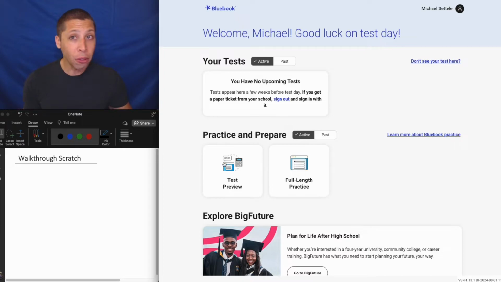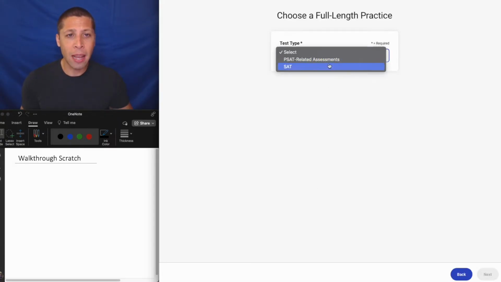If you have never used that before, you might want to use the test preview feature to just get a sense of where the buttons are and everything like that. But I'm going to go to full-length practice test. I am not going to take an SAT because I've already done all those, but if you are just starting out in prep, you want to take one of the PSATs. Save those SATs for when you're actually taking a real SAT and preparing for it.